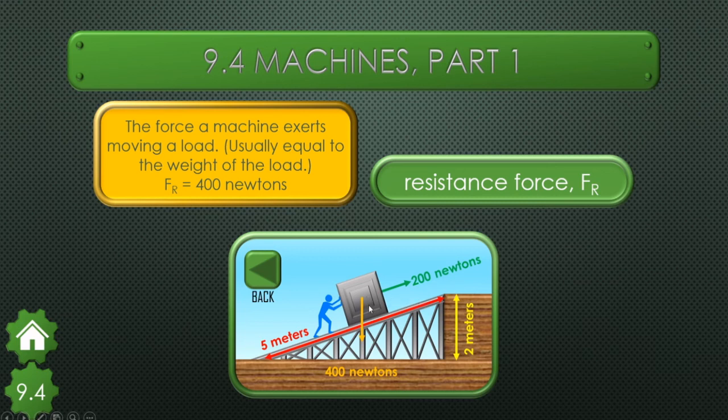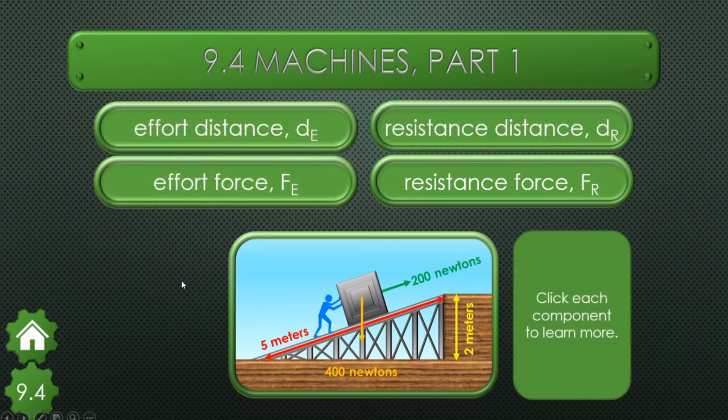The resistance force is very often equal to the weight of the object that's being moved. So if the crate weighs 400 newtons, then the ramp must apply 400 newtons of force to lift it up to the top of the ramp. So the resistance force in this case is equal to 400 newtons.